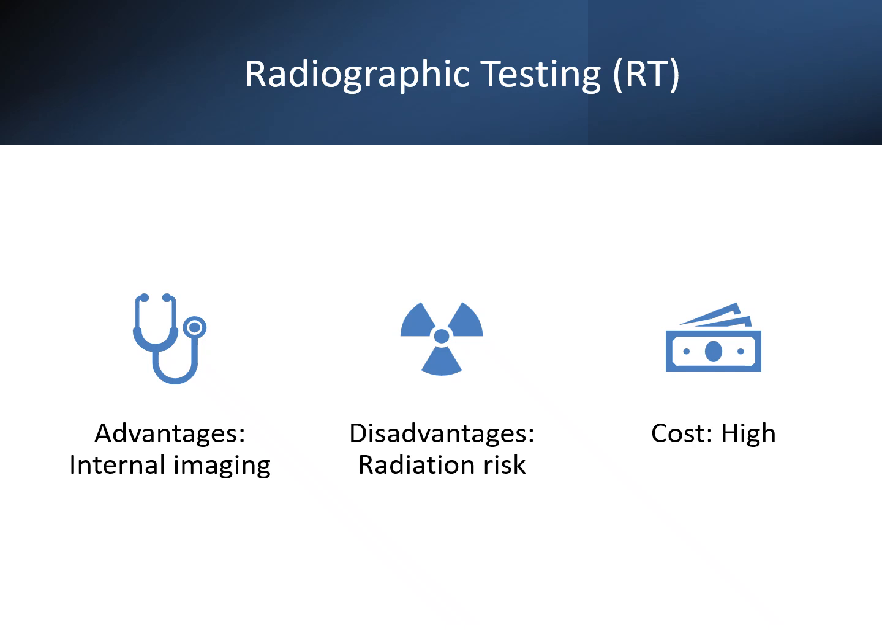radiographic testing involves the use of X-rays or gamma rays to create images of a component's internal structure. This method provides a permanent record which is useful for documentation and further analysis. It is highly effective in detecting internal defects that may not be visible through any other methods.